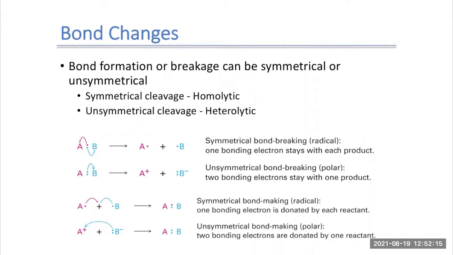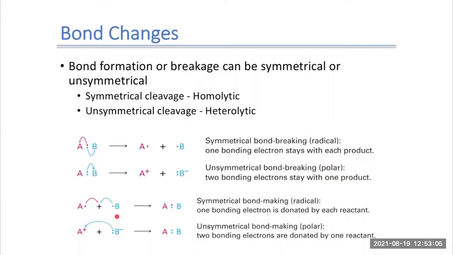And depending on which type of cleavage you're doing, you'll use a different type of arrow. If it's a homolytic cleavage, you use a half arrow and you show one electron going to each of the atoms. So this is our symmetrical bond breaking, which is typical of radical reactions. And we'll learn more about that in just a minute. That's where one bonding electron will stay with each product. The unsymmetrical bonding, the heterolytic cleavage, is similar to the one I just showed you, and that would be considered a polar reaction. That's where the two electrons stay with just one of the products.